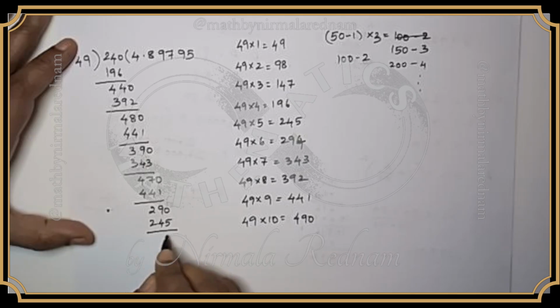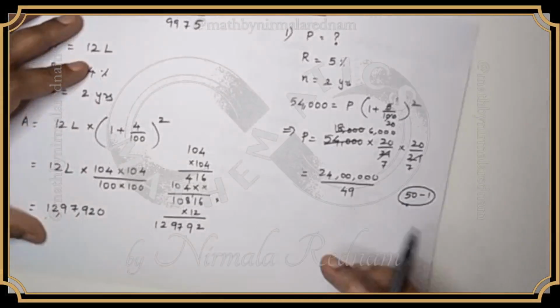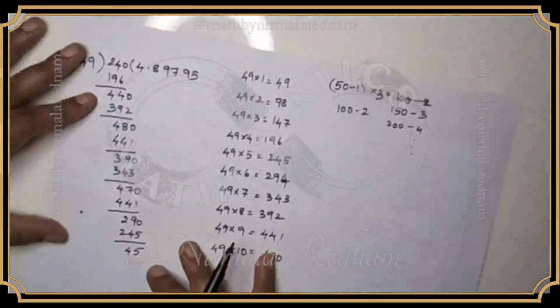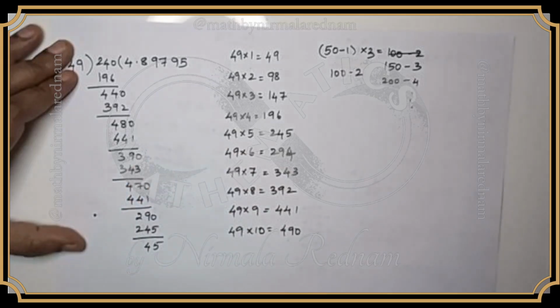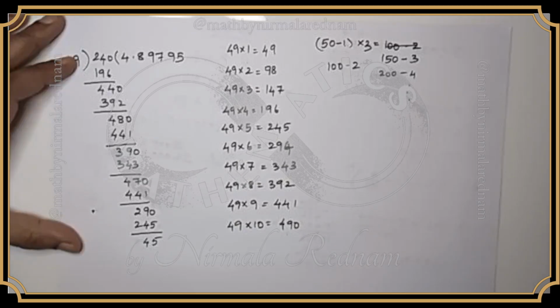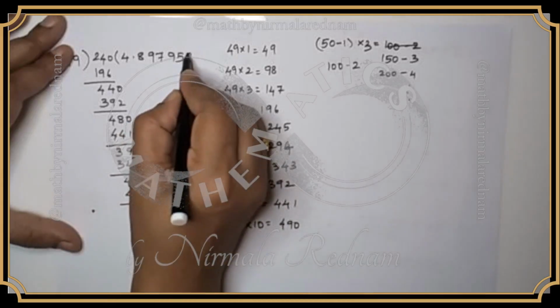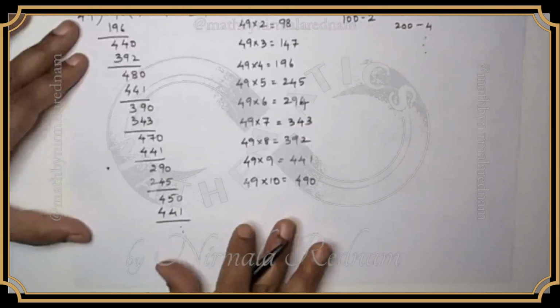245, right? I have a 45 here. Now here, as you can see, I have 5 zeros, and I have taken at least 5 of them, right? So this should be sufficient for an approximate answer. If I take one more number here, again I am going to get 9s, 441.